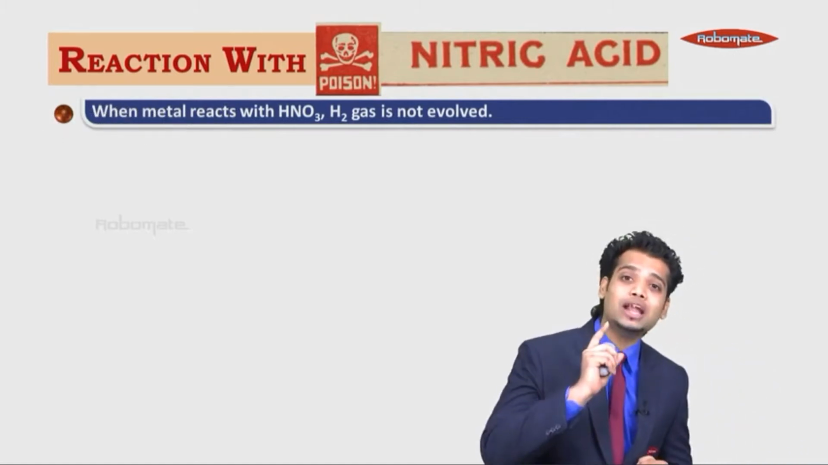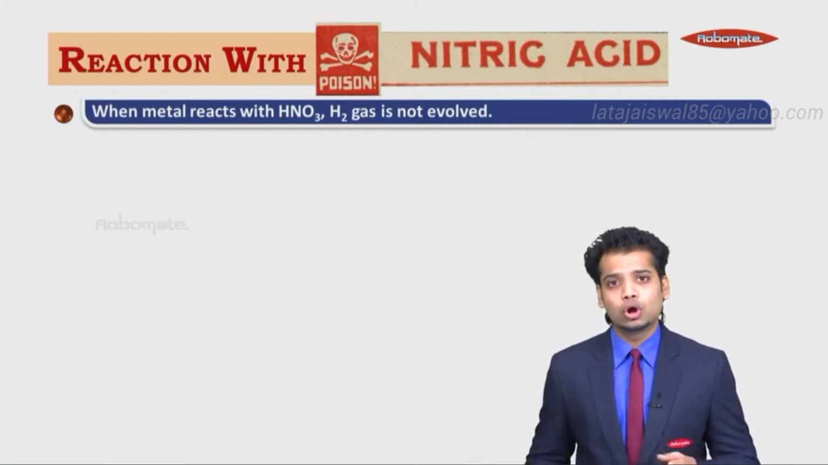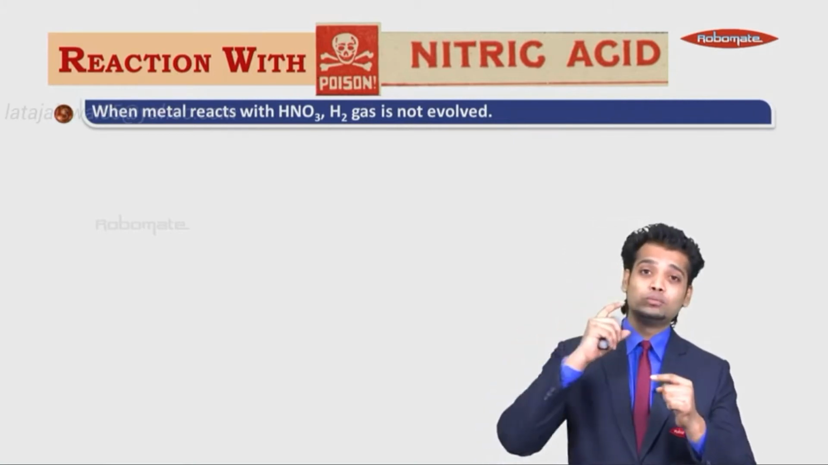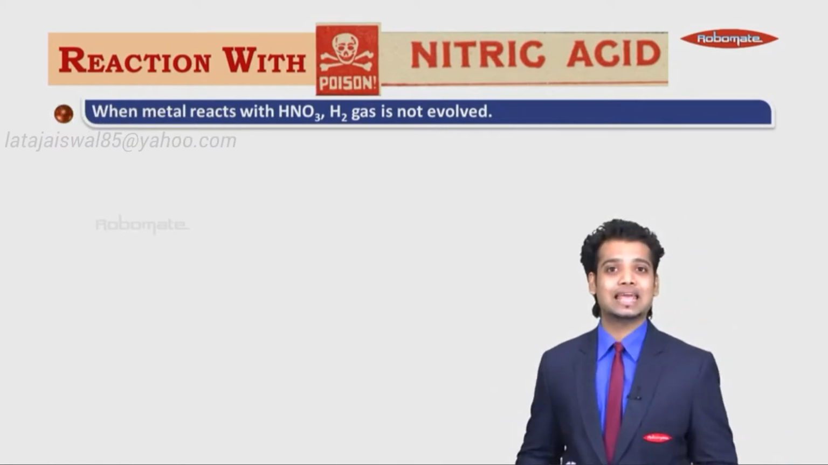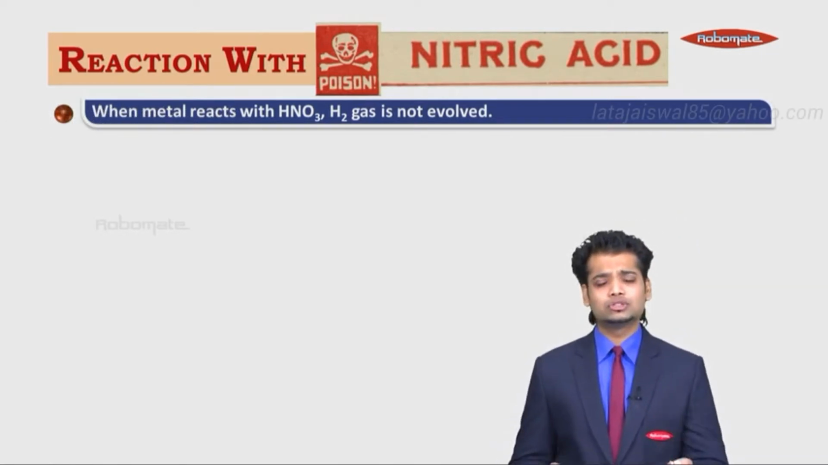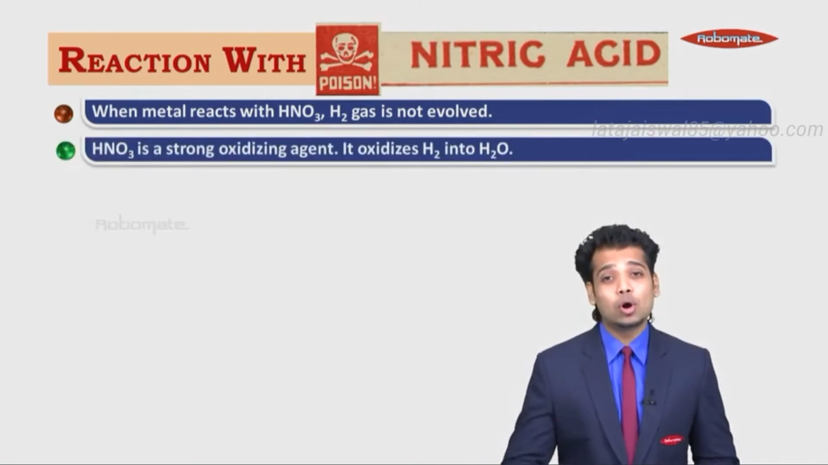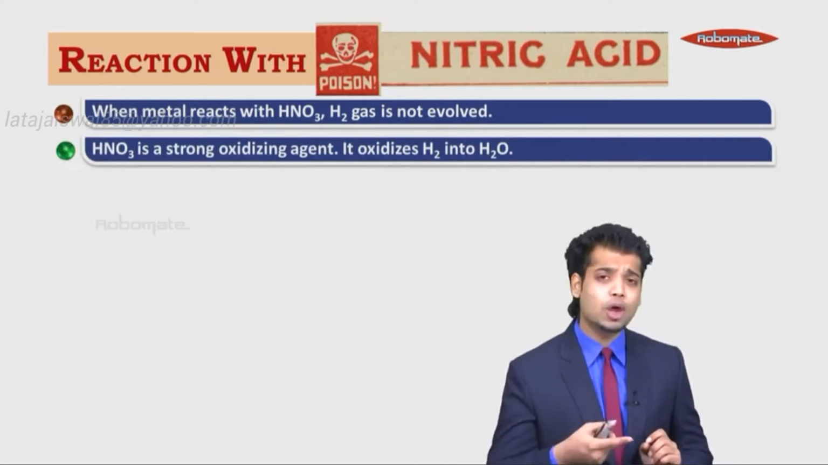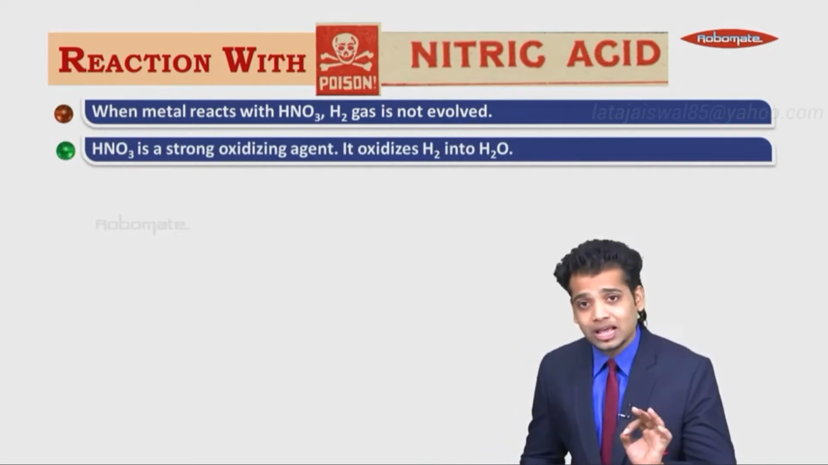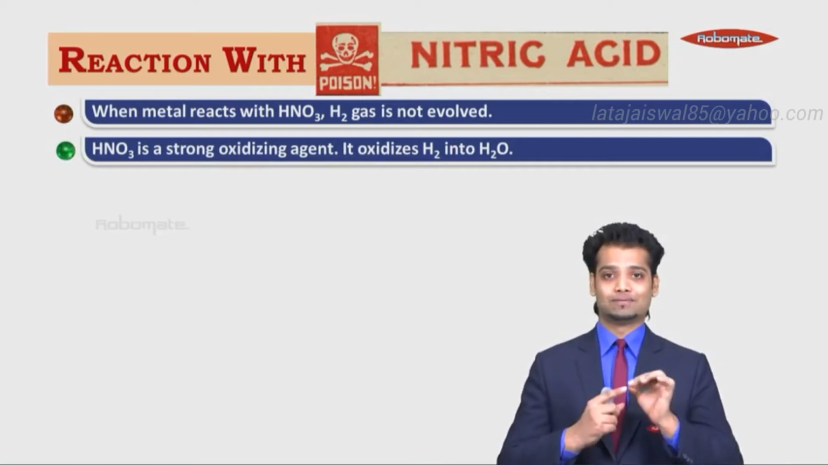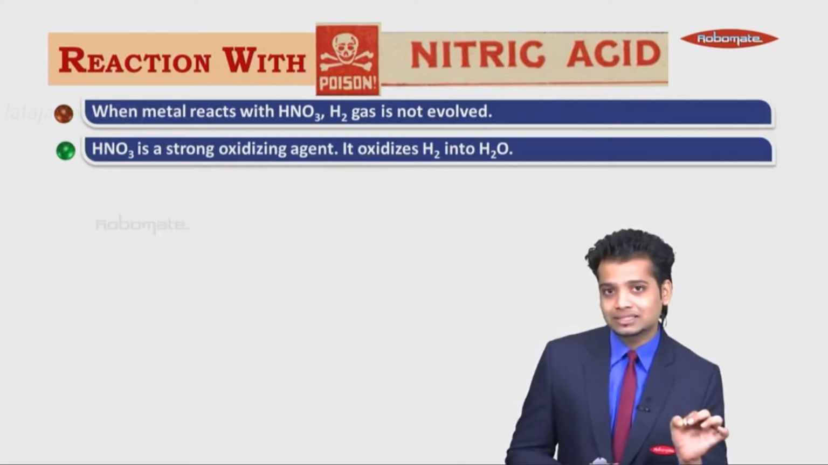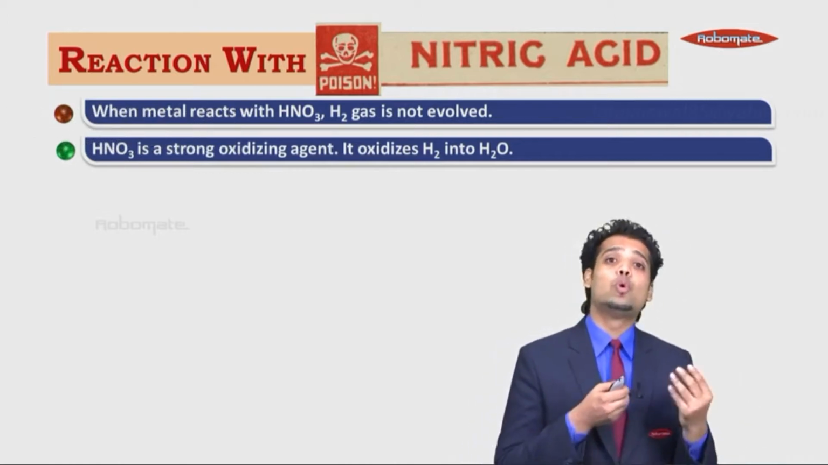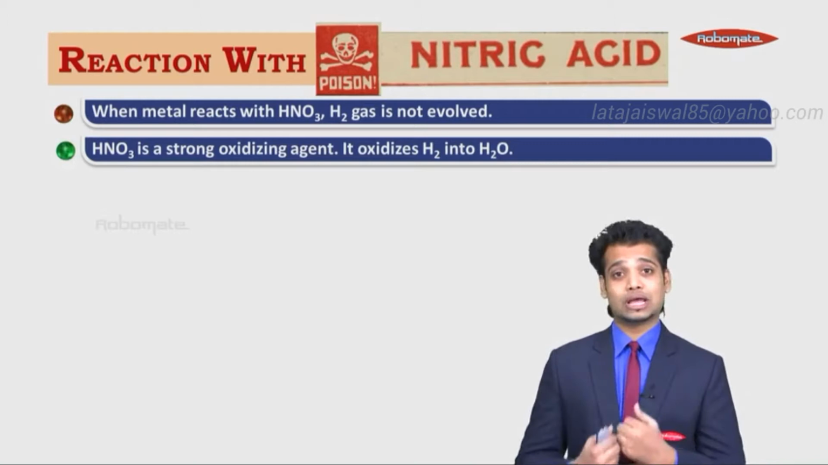When metals react with nitric acid, H2 gas is not evolved. Remember, when a metal reacts with HCl, it forms metal chloride plus H2 gas. So why is H2 gas not evolved for nitric acid? Because HNO3 is a strong oxidizing agent. What do you mean by oxidizing agent? An oxidizing agent oxidizes someone. If it has to oxidize someone, the product is H2. So it oxidizes H2 into water. Hence H2 gas is not evolved.